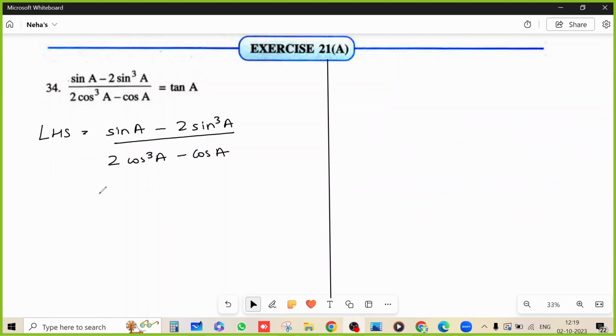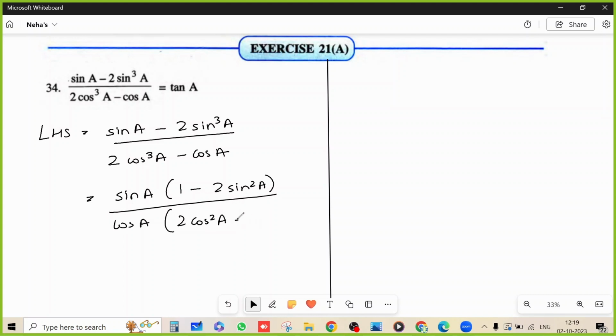Let's now begin with question number 34. The left hand side is equal to sin A minus 2 sin cube A divided by 2 cos cube A minus cos A. In the numerator, we can take sin A as common. So this will give us 1 minus 2 sin square A in the bracket. And in the denominator, we will take cos A as common. So we will get 2 cos square A minus 1 in the bracket. Now sin A divided by cos A can be written as tan A.